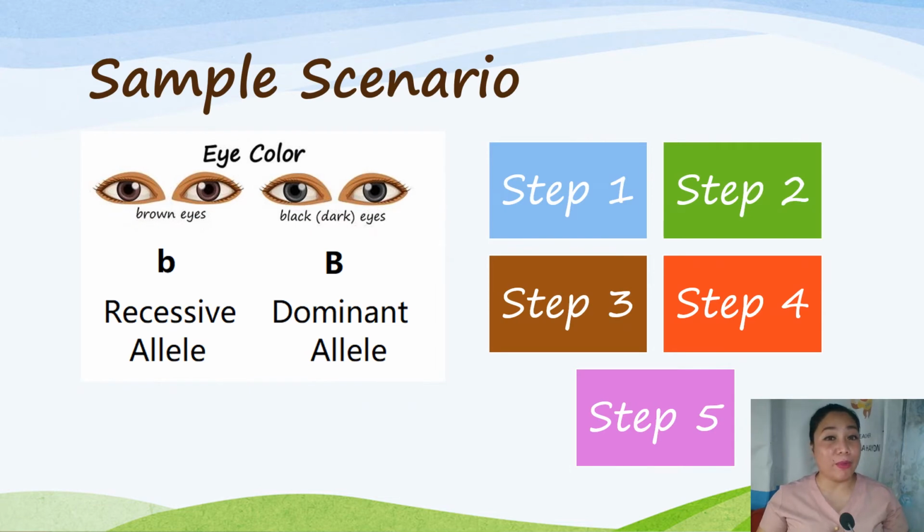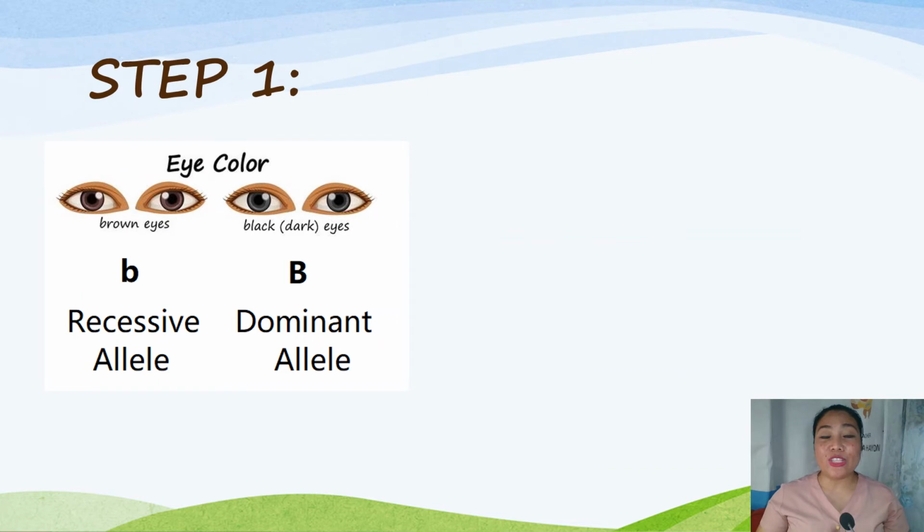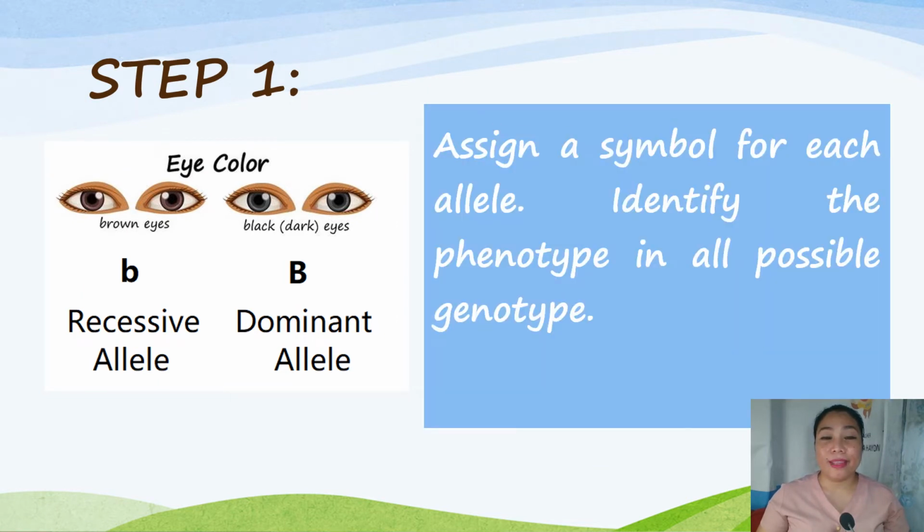Let's have a sample scenario. Let's start with step number 1. Assign a symbol for each allele. In this example, our symbol for the allele of the eye color is B. Small letter b for the brown allele and big B for the black allele.